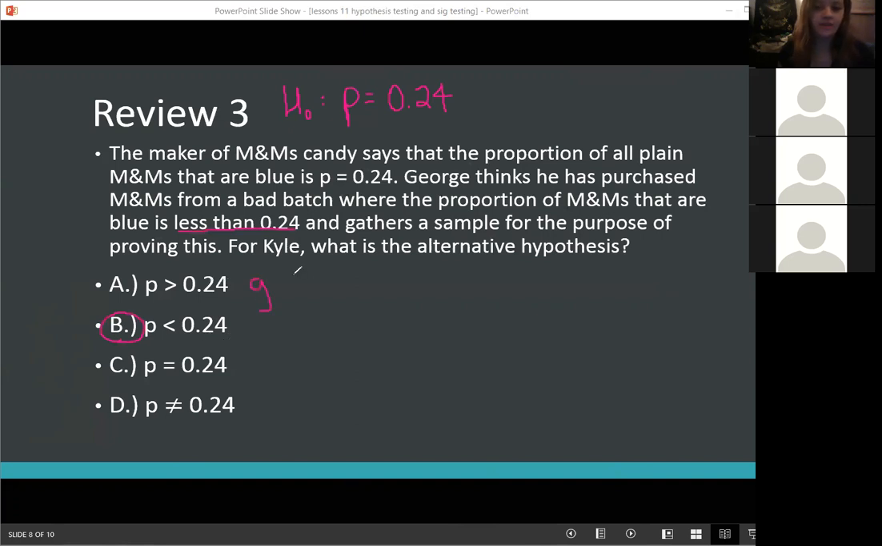A would be if he thought that it was greater than 0.24, and C is just not correct because you don't have an equal sign in your alternative hypothesis. D would be if he was saying that it's different from 0.24. Then that's when you would use the not equals, because he's not specifically saying if it's lower or higher, but he's saying that it's definitely not 0.24. But in this case, he said that it's less than 0.24, so that's why we use B for less than.